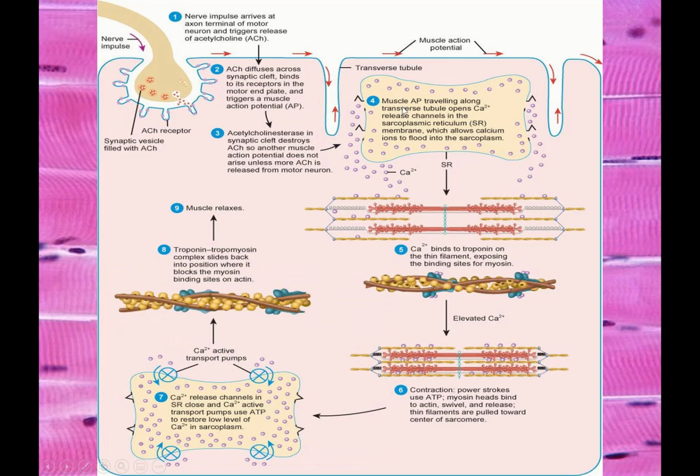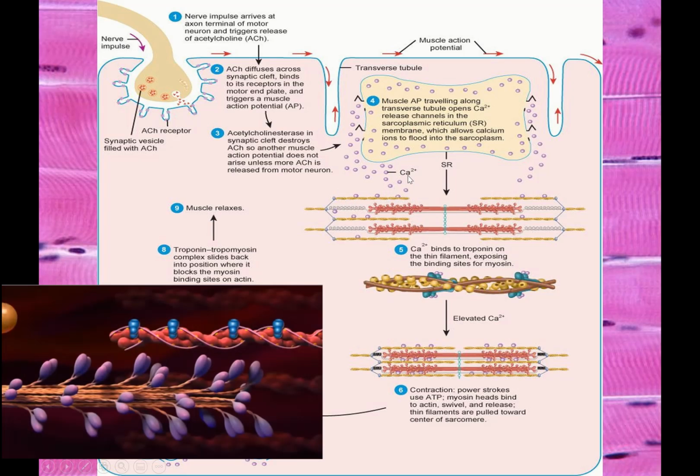Now, the reason that they are able to interact is because once calcium has been released into the sarcoplasm from the sarcoplasmic reticulum, calcium will then go and bind onto the actin filaments. So if you remember, the actin filaments are the thin filaments of the sliding filament theory, and on those thin actin filaments we have what's known as a troponin binding site.